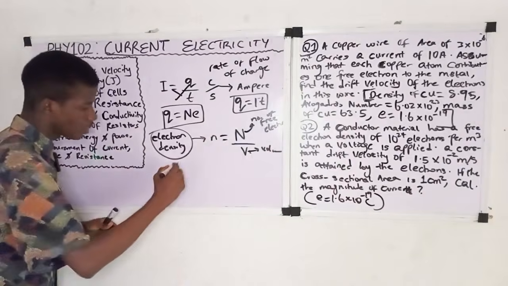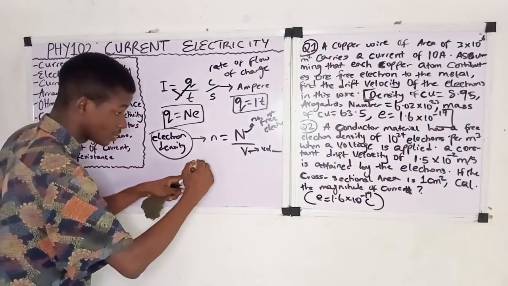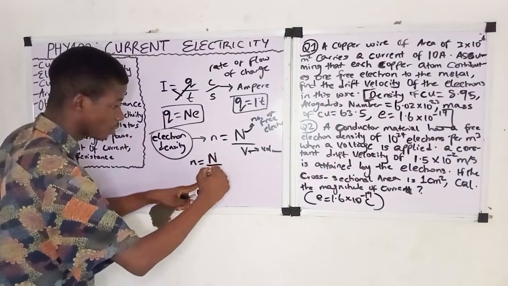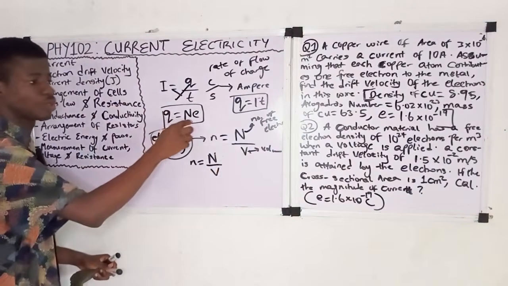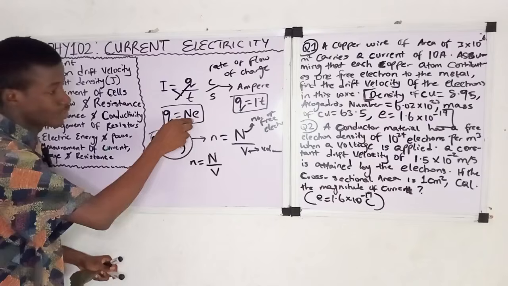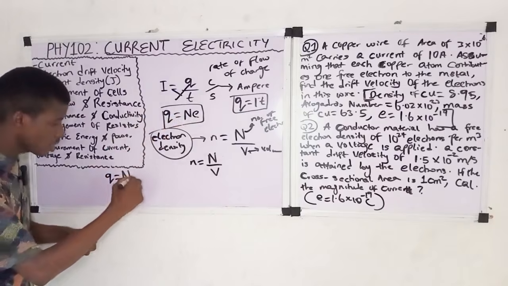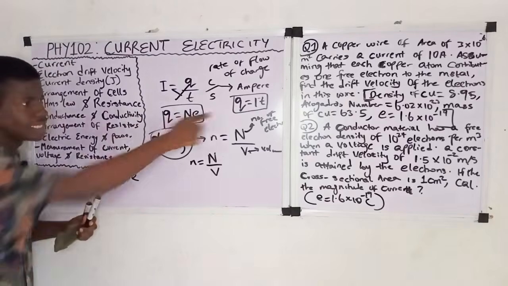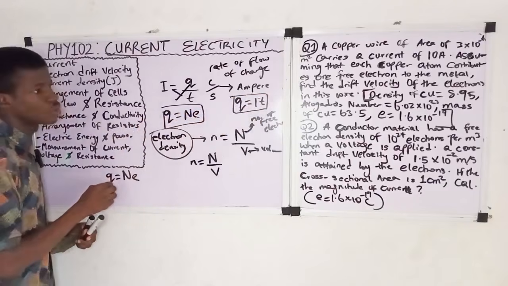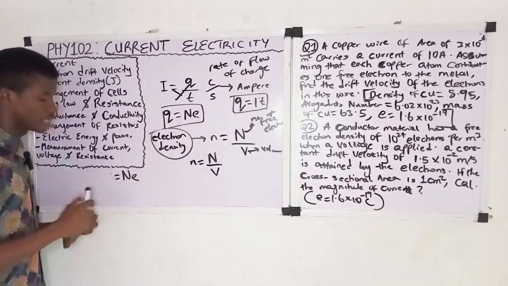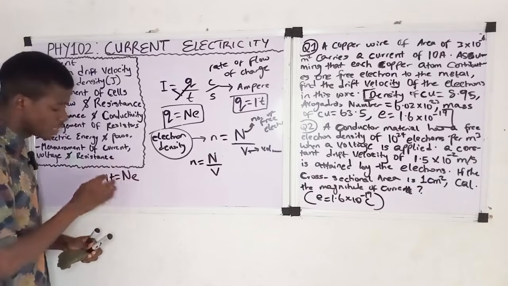Now let's continue. If you look at it, electron density is equal to the number of free electrons divided by volume, right? Now let's go back to this formula. Here we see charge is equal to the number of free electrons times e, so charge is equal to Ne. But remember, charge is still equal to current times time. So whenever we see charge here, we'll put IT, current times time. We want to make N stand alone so that whenever we see N, we'll place it here.